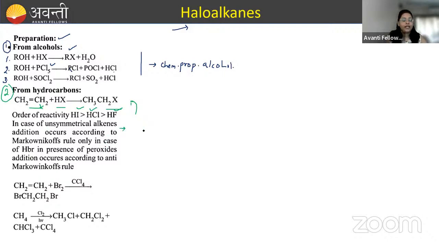If we are talking about an unsymmetrical alkene, earlier there was a symmetrical alkene with 2 carbon atoms. Unsymmetrical alkenes have, for example, 3 carbon atoms, with a double bond in between 2 carbons, for example CH3-CH=CH2. So this is our unsymmetrical alkene. Addition of a given hydrogen halide to this carbon-carbon double bond takes place according to Markovnikov's rule.